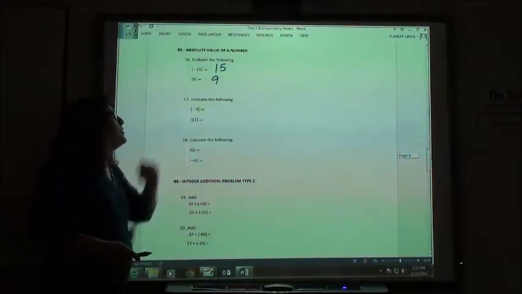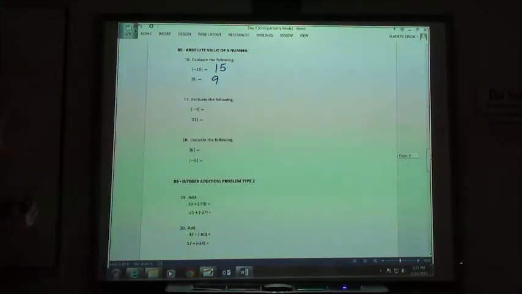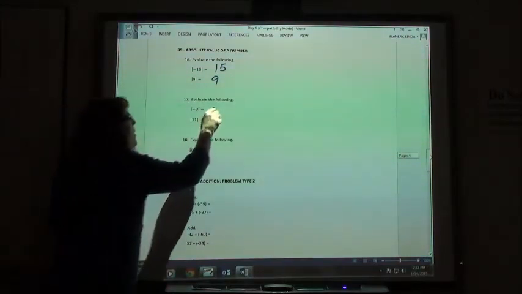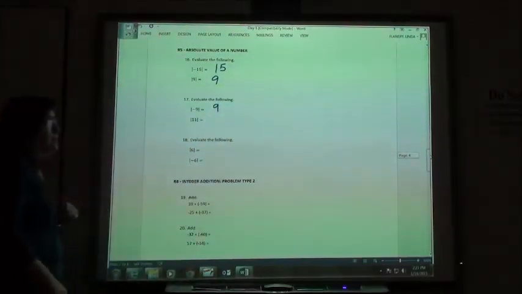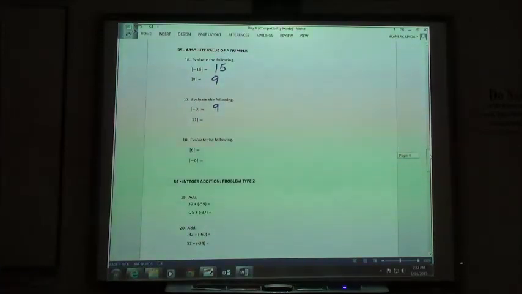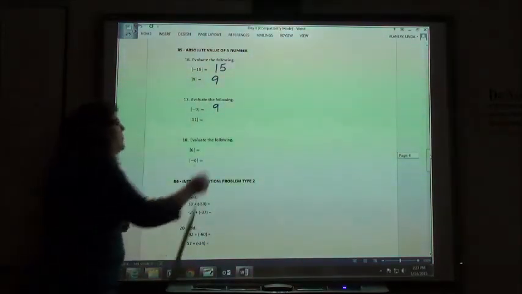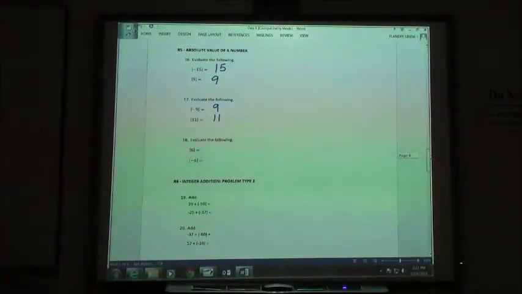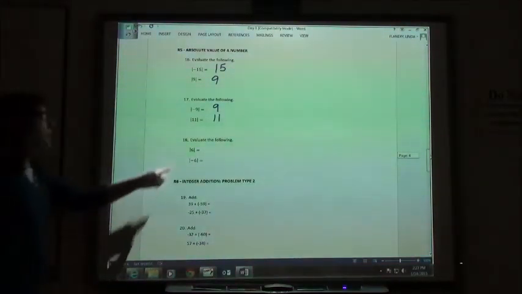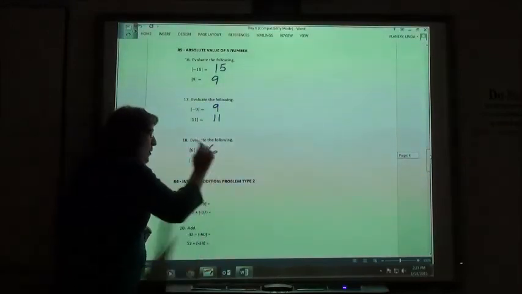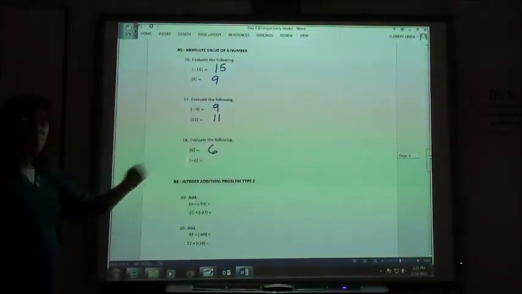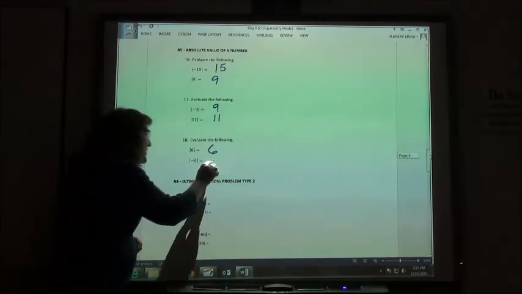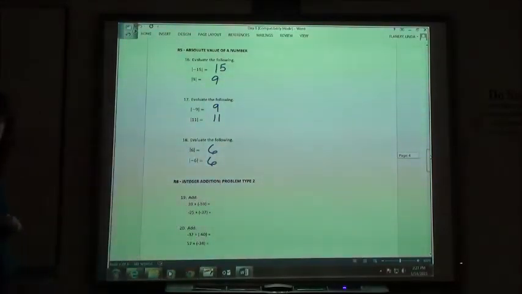So the absolute value of -9. How far is -9 from 0? It's 9 places. The absolute value of 11. How far is 11 from 0? It's 11 places. So the absolute value of 6 is going to be 6. And the absolute value of -6 is also going to be 6. They're both 6 places from 0 on the number line.